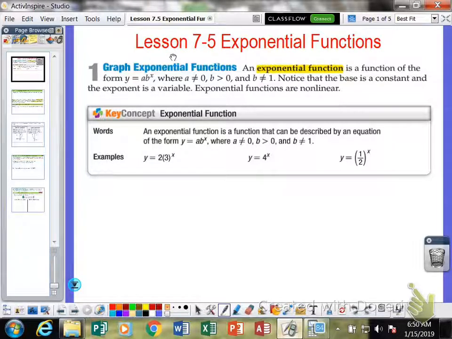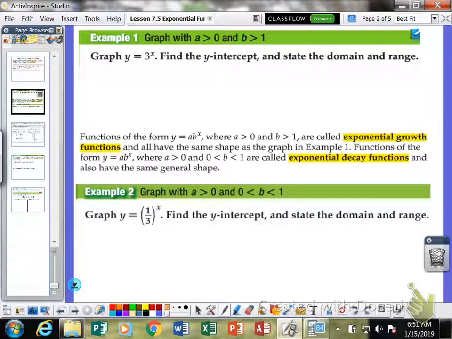So y equals 2 times 3 to the x is exponential. Y equals 4 to the x is exponential. Y equals 1/2 to the x is exponential. These are all exponential because the power is a variable, so it increases or decreases in some cases. We could have exponential growth and exponential decay, which we will talk about later this week.